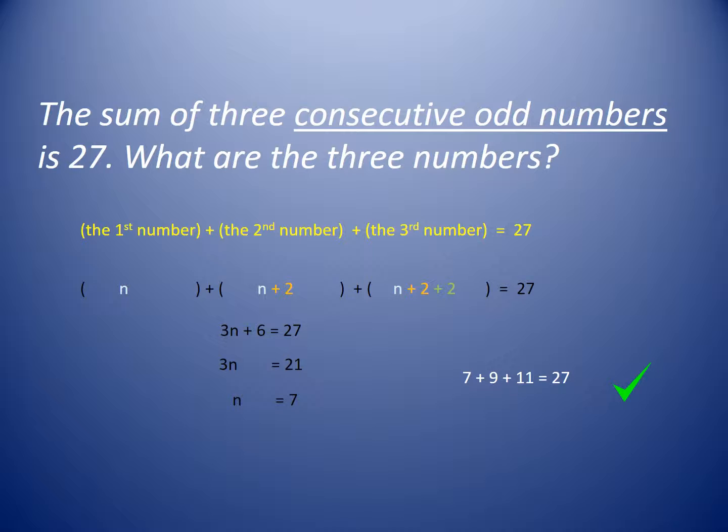Checking our answer, 7, 9, and 11 are all 3 consecutive odd numbers. If we add them up, 7 and 9 is 16, plus 11 is 27. So our answer is good.